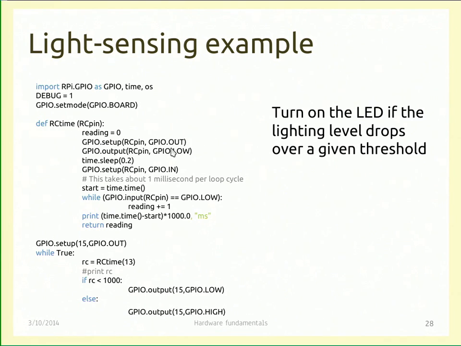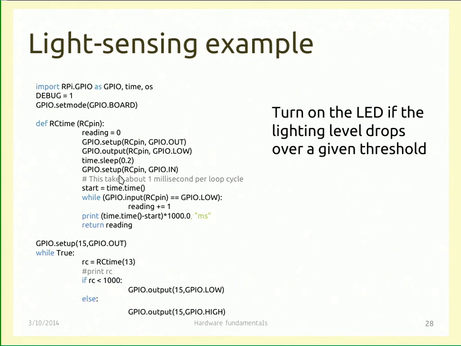We set it up as an output, and immediately afterwards we put it at the low level, at zero. Then we wait, in this case, for 200 milliseconds. The number between parentheses in that call to time sleep is in seconds, so 0.2 means 200 milliseconds, which is far higher than the time constant, 10 times. So we are almost sure that the circuit is completely discharged.